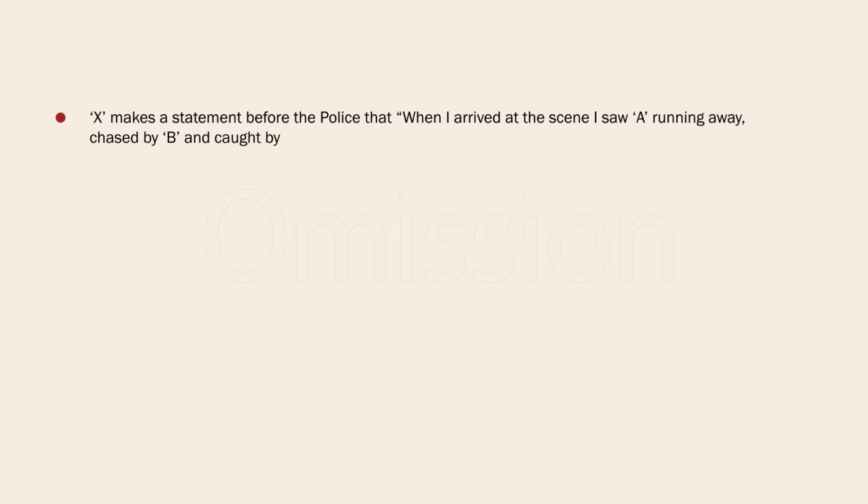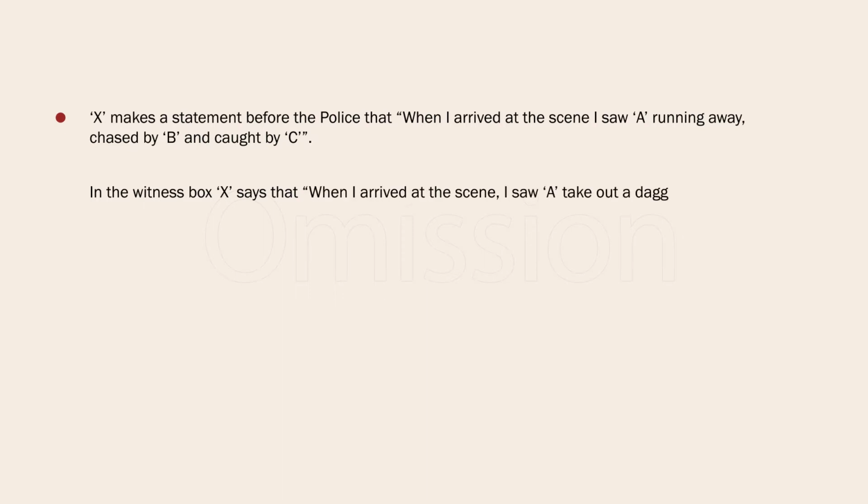If X makes a statement before the police that when I arrived at the scene, I saw A running away, chased by B and caught by C. Whereas in the witness box, he improvises and says that when I arrived at the scene, I saw A take out a dagger from his pocket, stab D in his chest and run away. He was chased by B and caught by C.